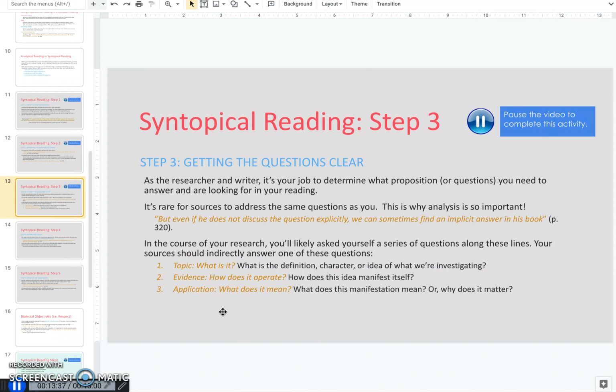A source can help you with any one of these three, and it's helpful to keep this in mind when looking for sources. Do I want something to help me with the topic, maybe giving me background knowledge I need? Do I need something to give me specific details and evidence? Or do I need something to help me with the application?